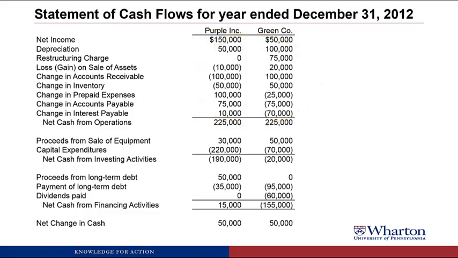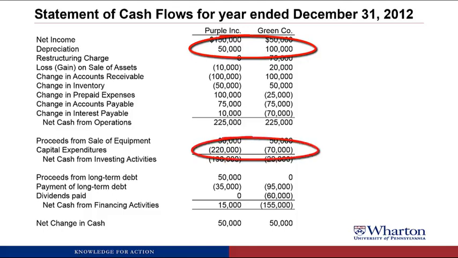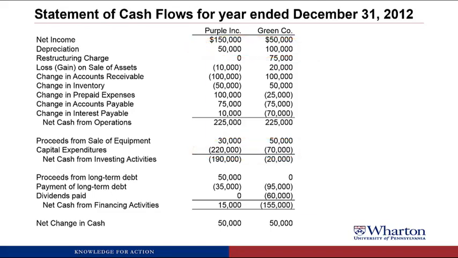The first big difference is depreciation. Green has much more depreciation than Purple. Now, one way that we can try to understand what this means is to compare depreciation and capital expenditures. If you think of depreciation as using up old equipment, whereas capital expenditures is buying new equipment, it's an interesting comparison to look at the relative magnitudes. So for Purple, they have $50,000 of depreciation, but $220,000 of CapEx, indicating that they're growing dramatically. They're investing a lot more in new equipment than they're using up old equipment.